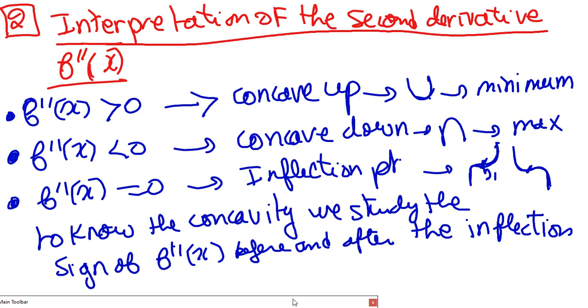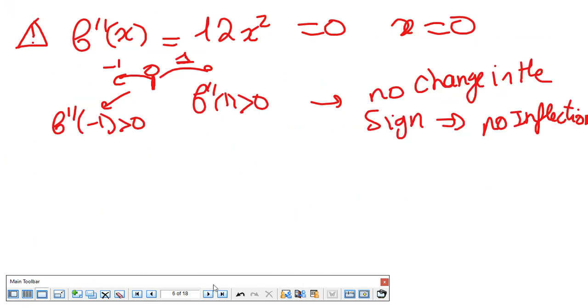It will give you a solution, but it will not be an inflection point. How? For example, if this is f double prime of x, and you solve it equal to 0, it gives me x equal to 0. Now, if you take a point before 0, for example minus 1, and replace it, it gives me a positive answer. And if you take f double prime of 1, it also gives me a positive answer.